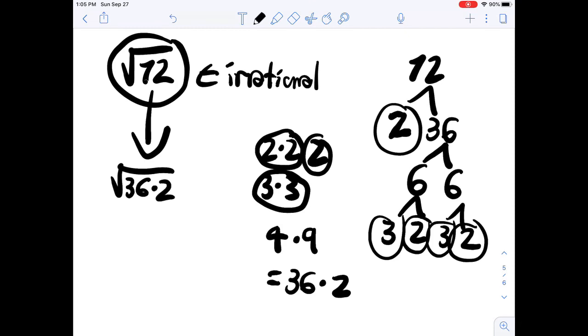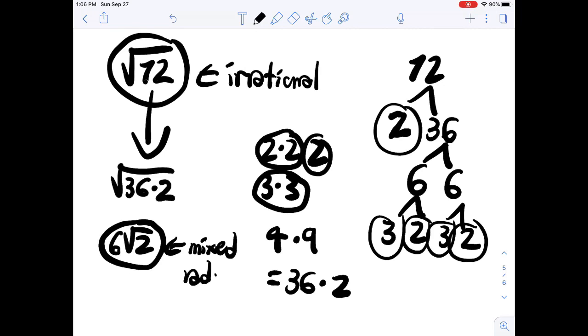And from here, we know that 36 is a perfect square, so we can go ahead and simplify that to 6. And then we can square root this 2 here. And this is how you express the square root of 72 as a mixed radical.